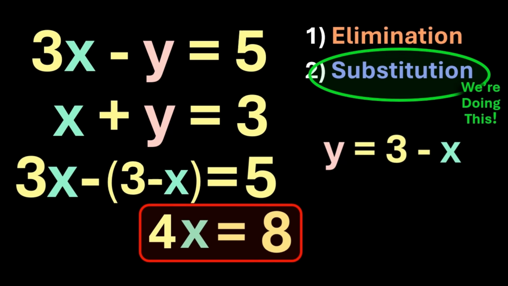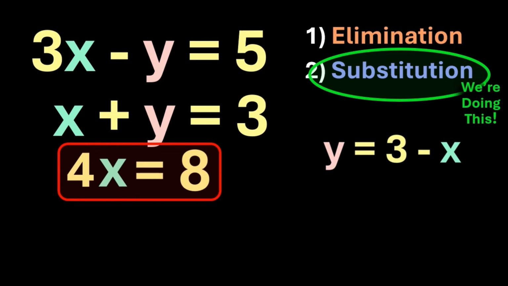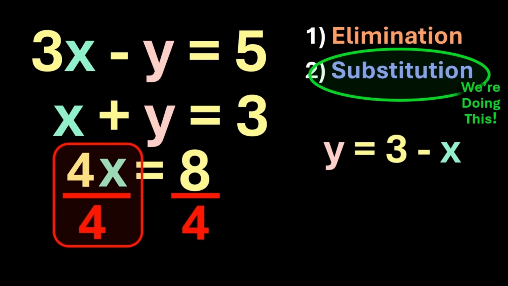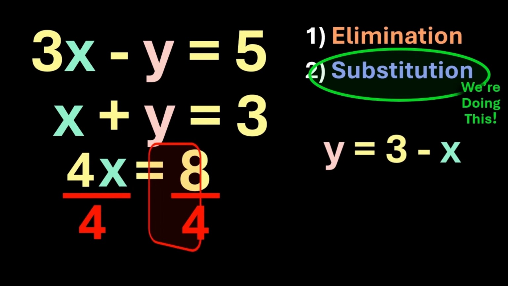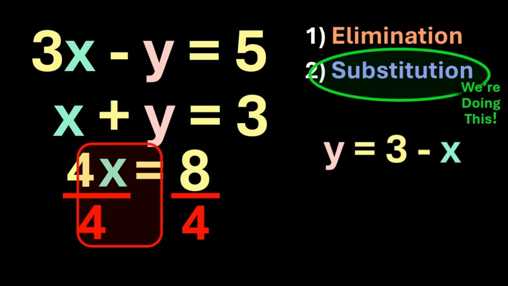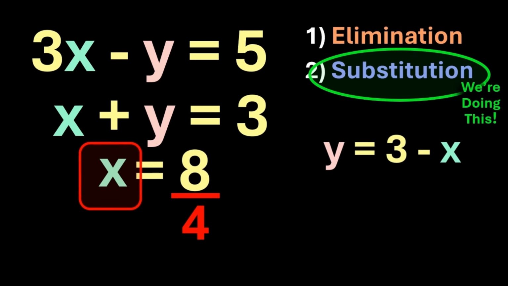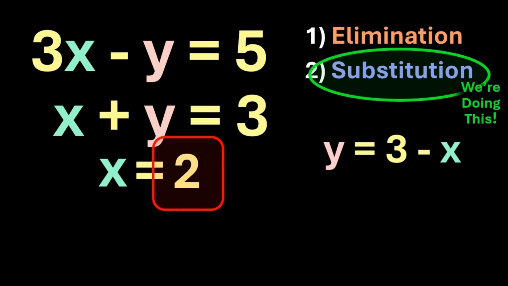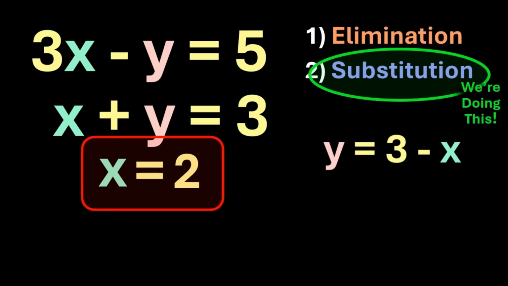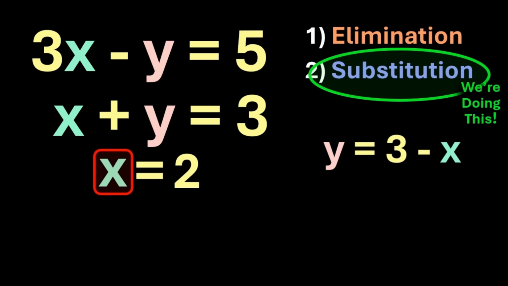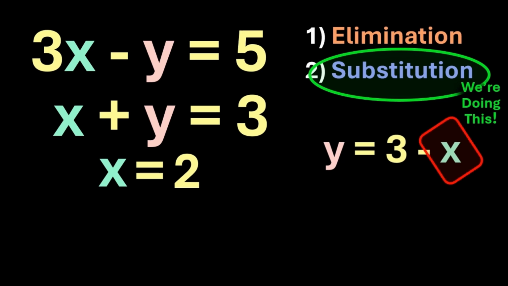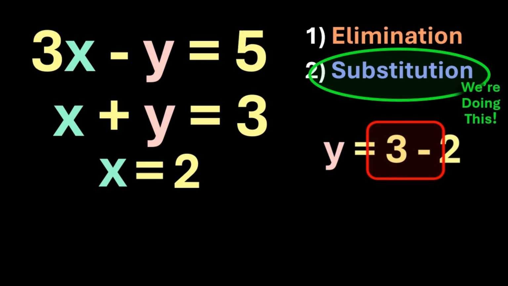Now to isolate x, we'll do what we did before and we'll divide both sides by 4. Because whatever you do to one side of the equation, you must do exactly the same to the other side. 4x divided by 4 is x and 8 divided by 4 is 2. And there we are. We found that x is 2. And that means wherever we see an x, we can replace it with 2. And that's what we're gonna do here. We're gonna replace this x with 2. And 3 minus 2 is 1.